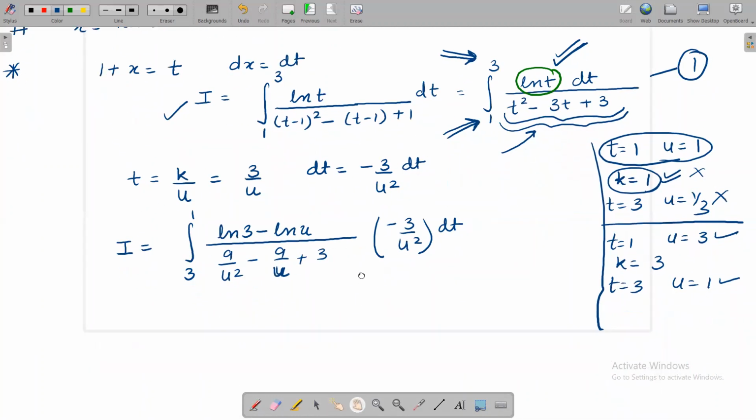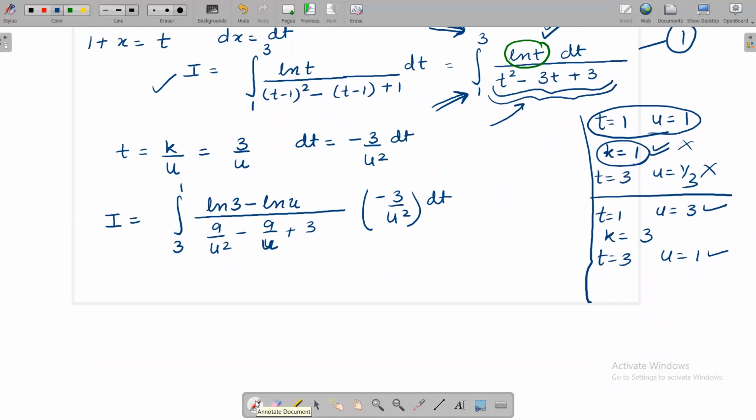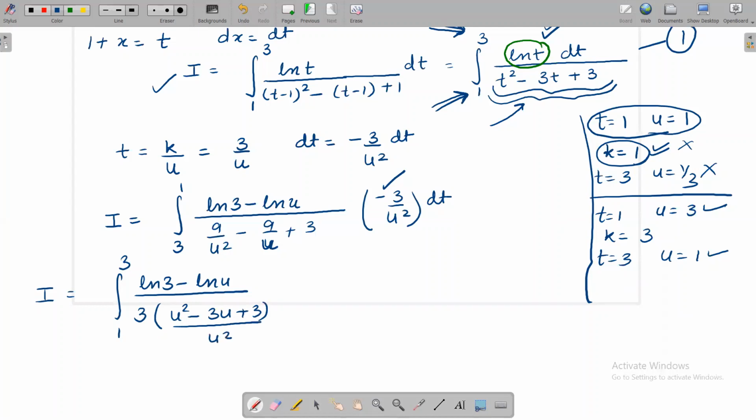There are certain terms which will get cancelled from numerator and denominator. So going ahead with that calculation, you will find that your integral will start looking like 1 to 3, using this negative sign, ln 3 minus ln u. Denominator 3 I can take common. It will become u square minus 3u plus 3 upon u square, and here we have 3 by u square and du. Okay, let's cancel this 3 by u square. And what do we have now?